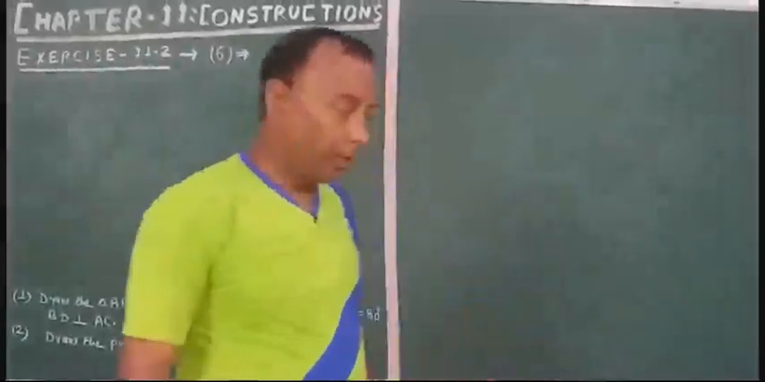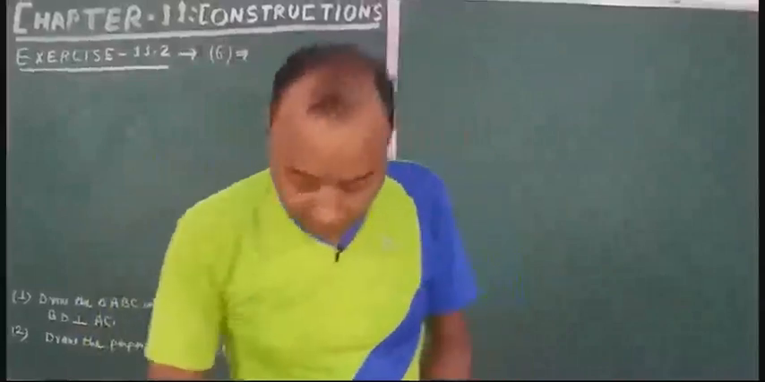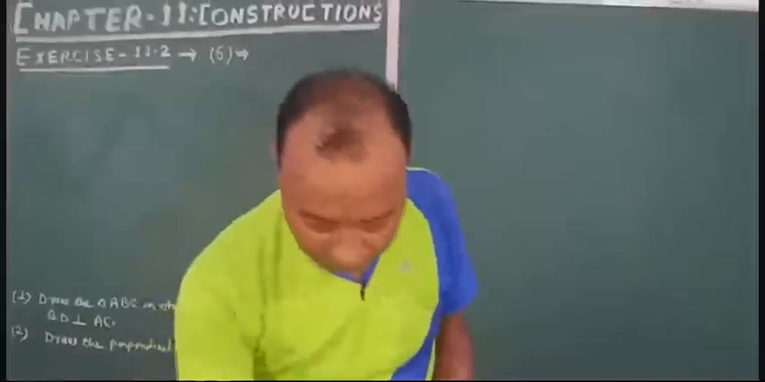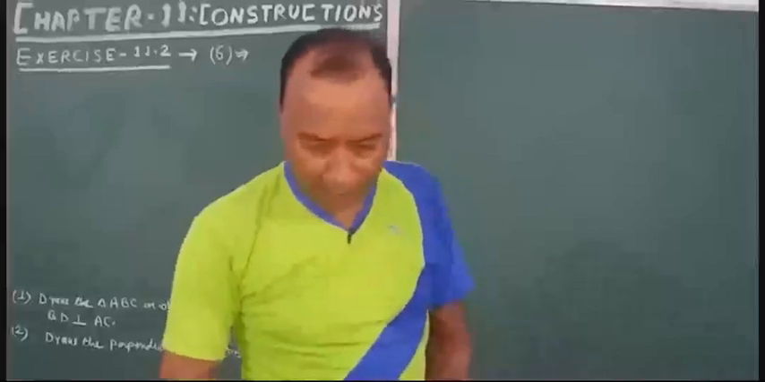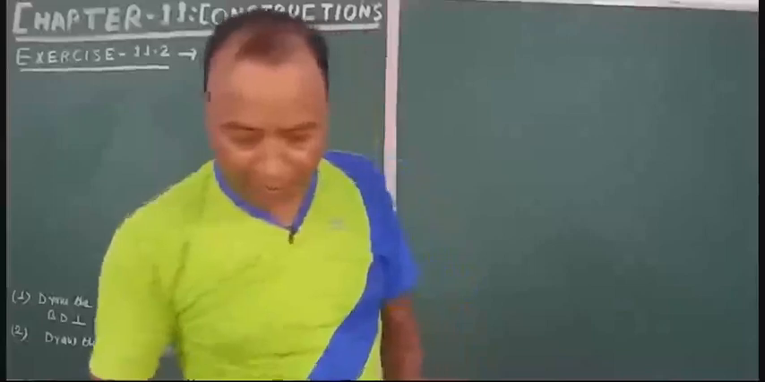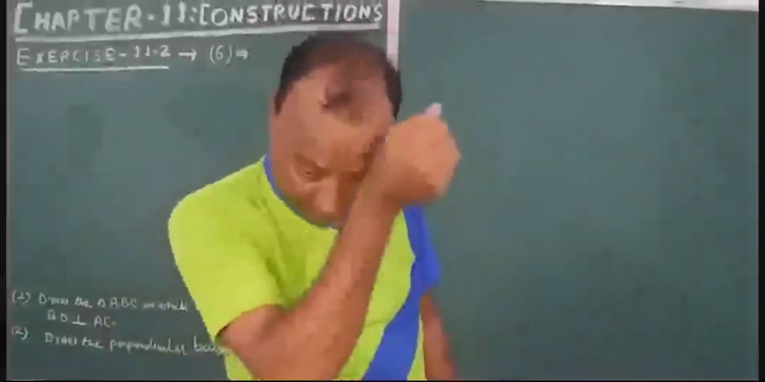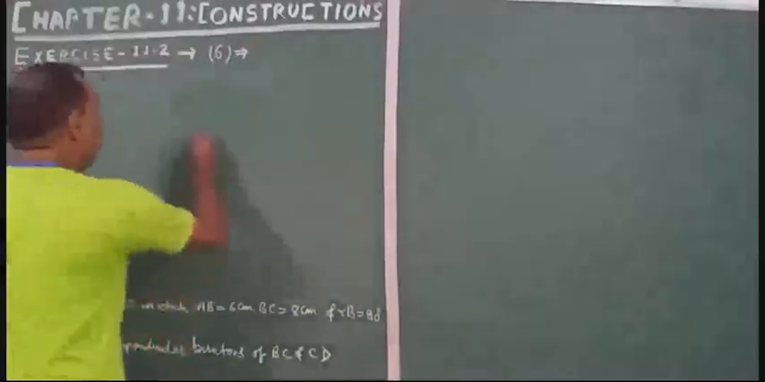Now just look at question number 6. This is the question. Draw a triangle ABC in which AB is equal to 6, BC is equal to 8, and angle B is equal to 90. You are given, let ABC be a triangle in which AB is 6, BC is 8, and angle B is 90. Just look there.